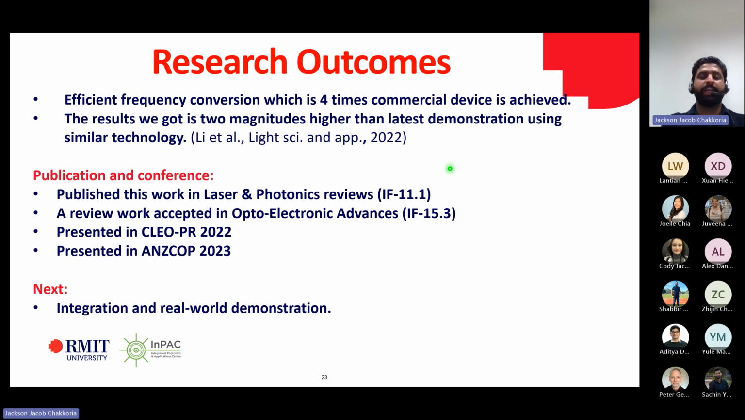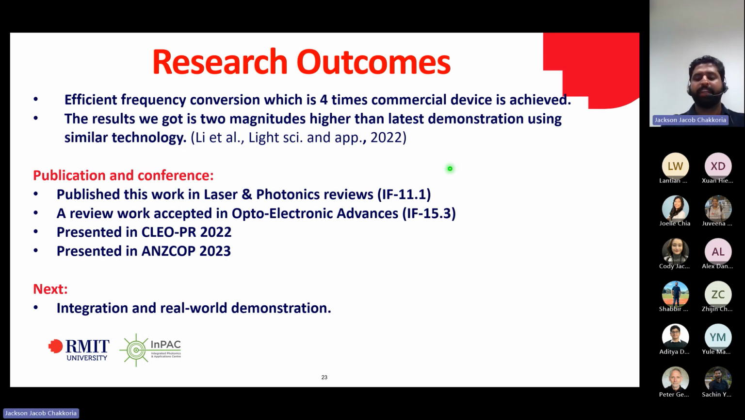So we are kind of leading in this technology, and this work has been published and presented in various places. It was published in Laser and Photonics Reviews, which is a popular journal in our field. And a review work about this whole scenario has been accepted for publication in Optoelectronic Advances. Currently, we are working towards how we can integrate this single frequency converter device into an entire chip and test it in the real world. It's almost on the verge of a real world demonstration.